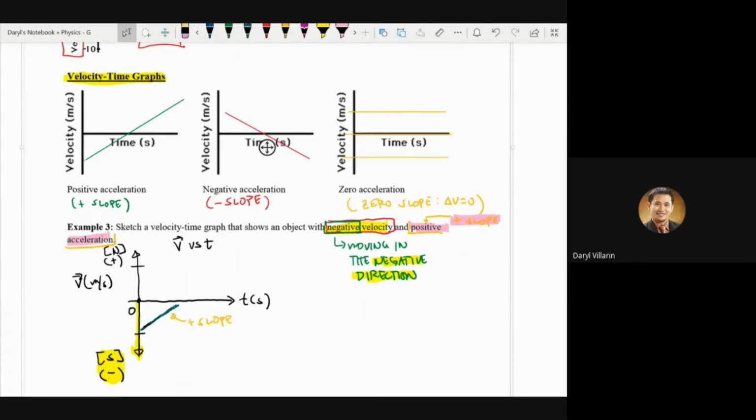So in this case, the object is moving in the south direction. However, the slope is directed to the north, because positive is our direction for north. So in this case, the acceleration is in the opposite direction to your negative velocity.